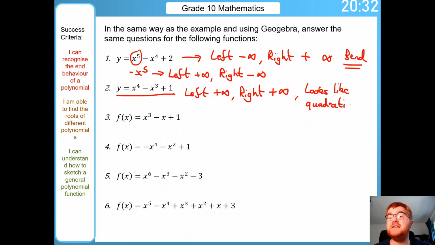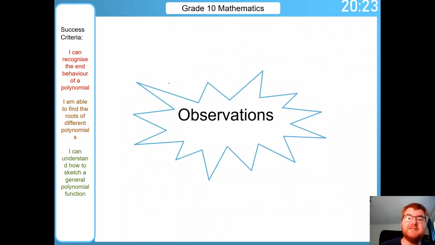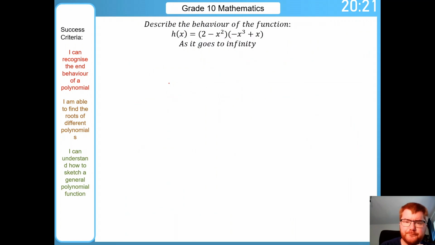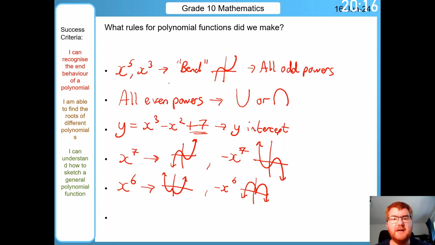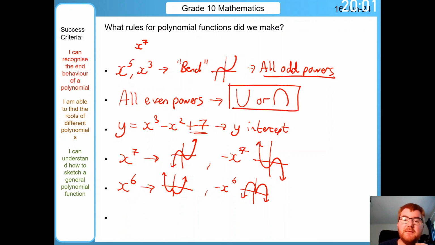So by investigating this, we can actually see some of the links between the highest power that we have in our function and the shape of the graph. And in fact, I've summarized this for you on one of the following slides. So if I skip forward here, if we've got x to the power of 5, x to the power of 3, we have some kind of bend. This would also be x to the power of 7. So all odd powers have this kind of bending effect. If they have an even power as the highest power, then we have some kind of quadratic shape.